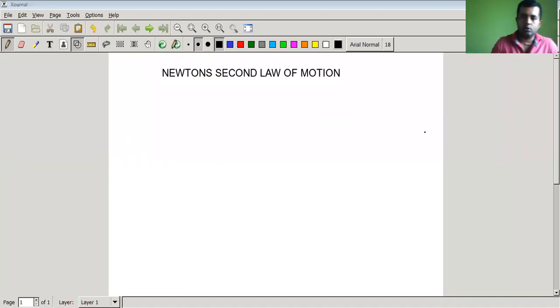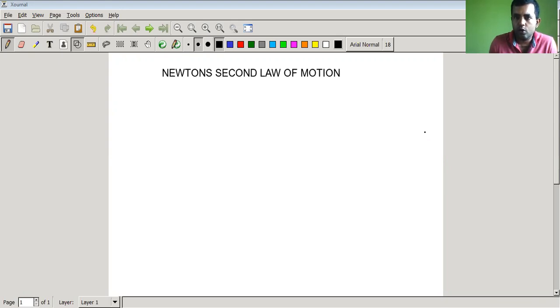Hello all. Today we are going to talk about Newton's second law of motion. As you all know, Newton has given three laws. The first one is called the law of inertia. The second law is what we are going to talk about. And the third law we have discussed, right? Action, reaction and so on.